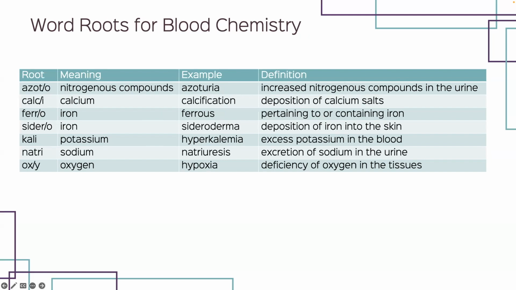And then the word root for blood chemistry, this will probably be the one that you'd like. These 7 here will probably be the ones that you need to study more than the others, just because these are not ones that you see very often, besides the oxy, which is your oxygen.